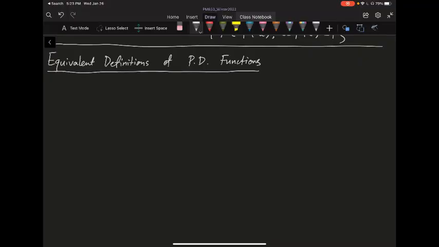So in the last video, we introduced this notion called positive definite function. It basically requires your function to map a certain matrix into a positive definite matrix. And then we also require them to be continuous.